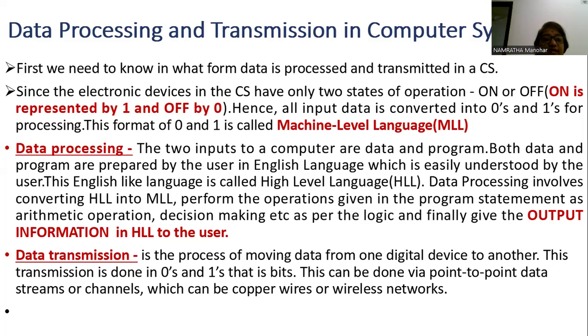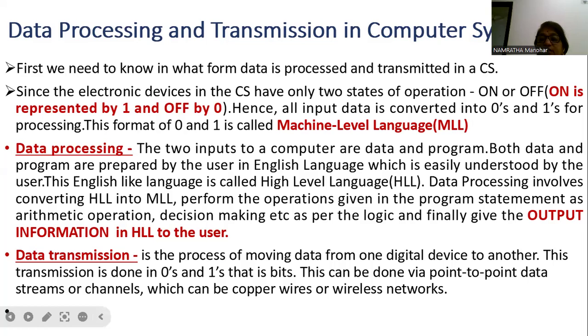Now, there are two things: data processing and data transmission. Data processing. The two inputs to a computer are data and program. We need to enter the data and we need to write a program to process the data. This program operates on the data which we have input to give the resultant output. Both data and program are prepared by the user in English language, which is easily understood by the user. We have high-level languages like C and Java, which the user can learn and write a program in.